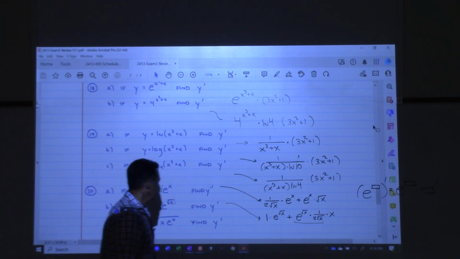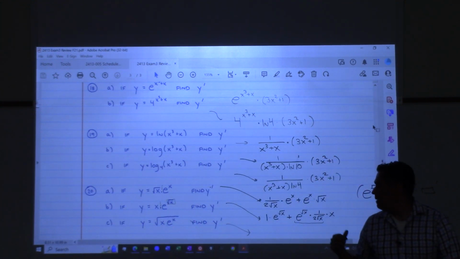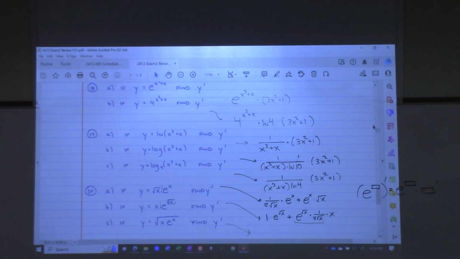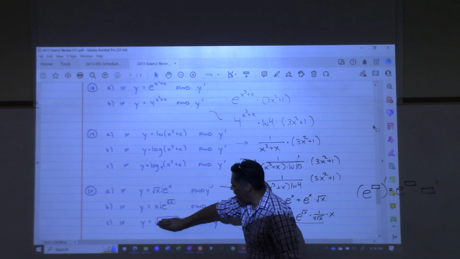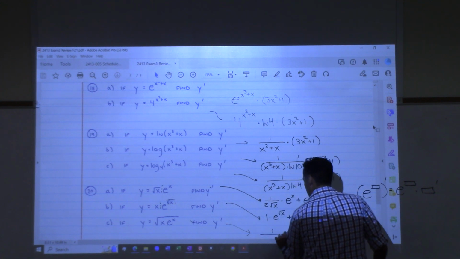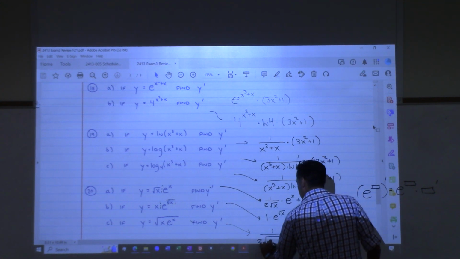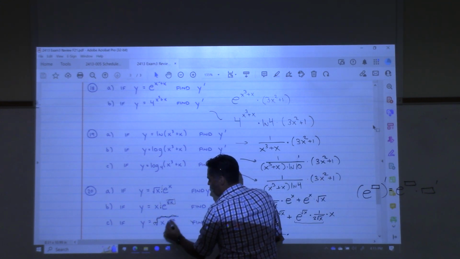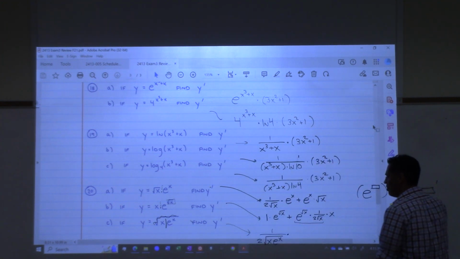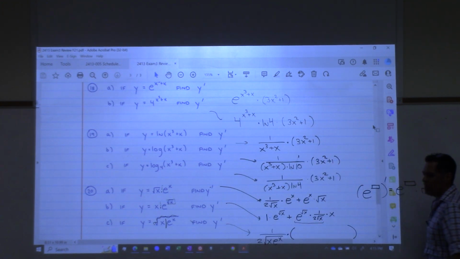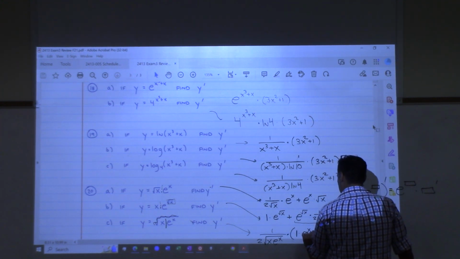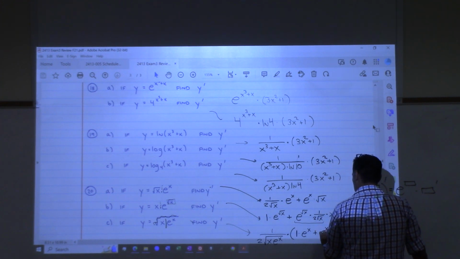Sure? Last one. For the last one, we have a square root on top of everything, right? So I've got to do chain rule first. I have the derivative of the square root of my hand, which should be 1 over 2 root of my hand, times, now inside, product rule. So I need that in parentheses so I can do my product rule. Derivative of the first one is 1 times the second one, e to the x, plus derivative of the e to the x is itself times x.